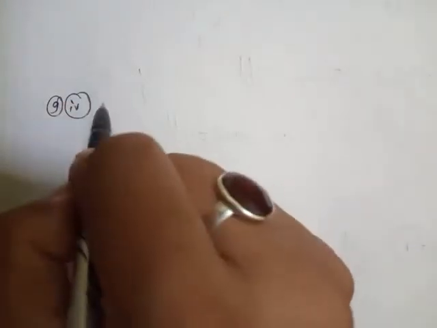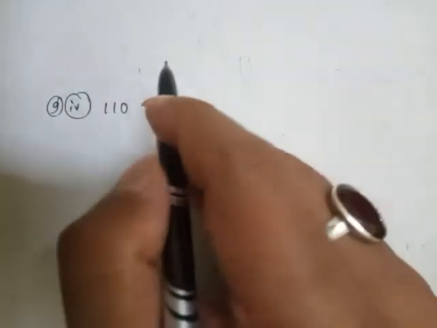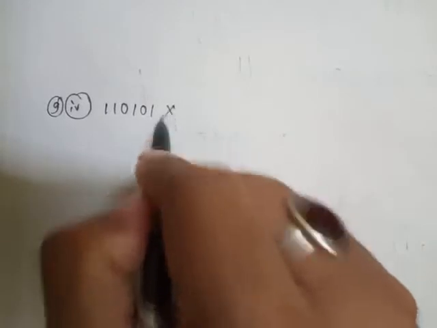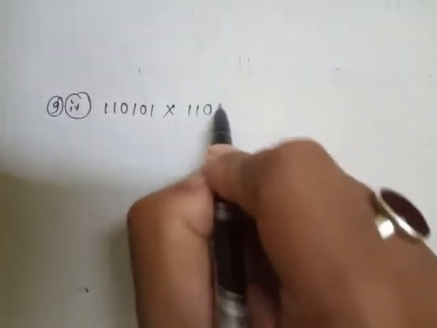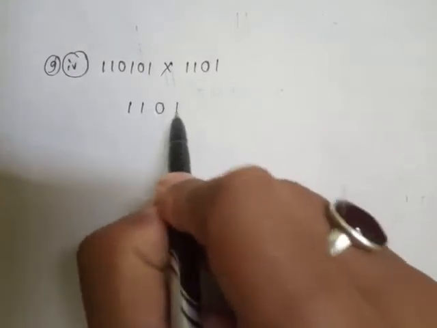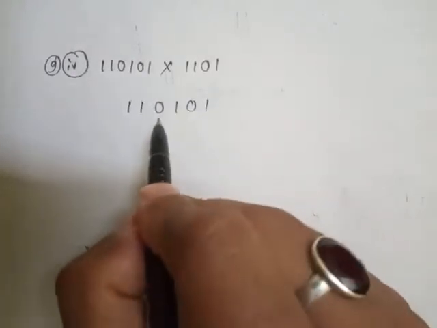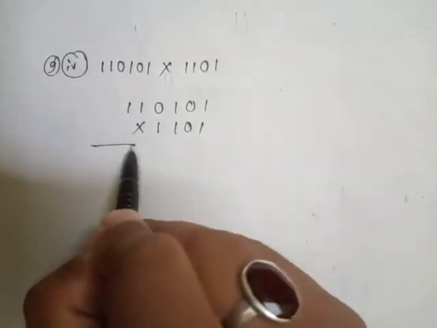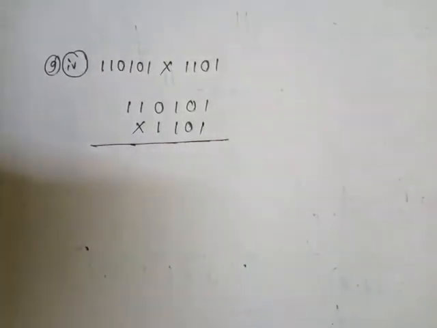Students, now we are going to solve question number 9 Roman 4. The question is 110101 into 1101. Now let's have a look at how to solve this one. Multiplication: so 110101, and below it 1101, what is given in the question. Now go for the multiplication. Look how to solve this.